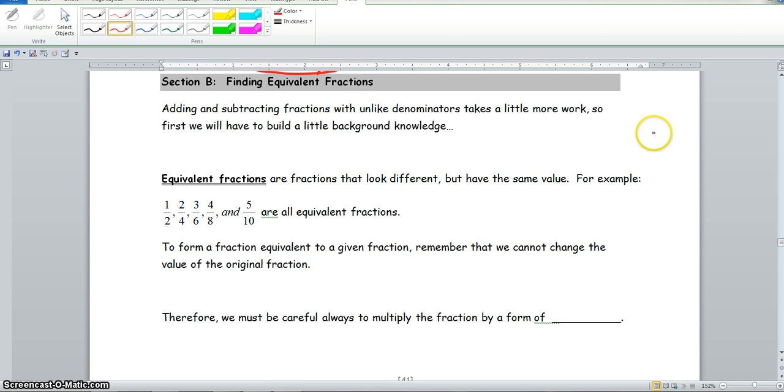Equivalent fractions are fractions that look different but have the same value. For example, all of these are really 1/2. 2/4, 3/6, 4/8, and 5/10 are all 1/2, and they're all equivalent.